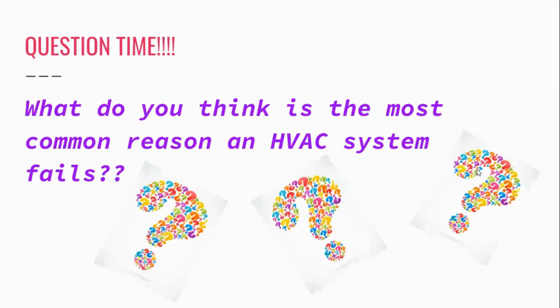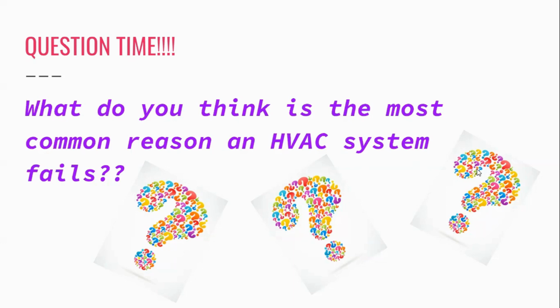All right, question time. What do you think is the most common reason an HVAC system fails? If anybody has a guess, go ahead. If somebody starts talking, just wait on your turn. Somebody, anybody. I know you got it, Jason. A restriction? That is a very good one. So that can mean two things. Are we talking a restriction in the refrigerant line, or are we talking a restriction in the airflow? The airflow.